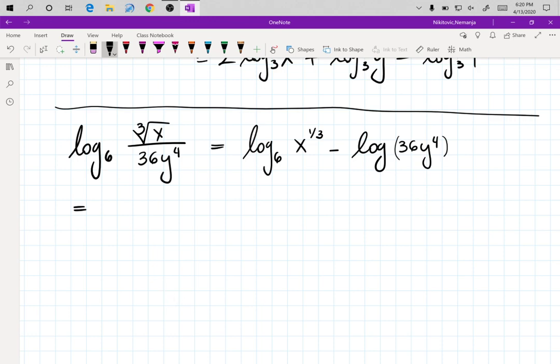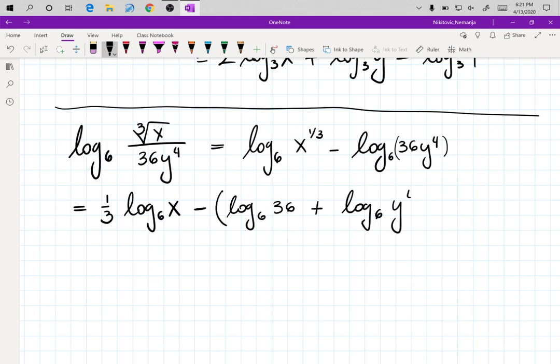All right, so now we kick 1/3 in front. You get your log base 6 of x minus, and now this is multiplication. So we're going to put these two, log base 6, I forgot 6 over here, log base 6 of 36 plus log base 6 of y to the 4th.